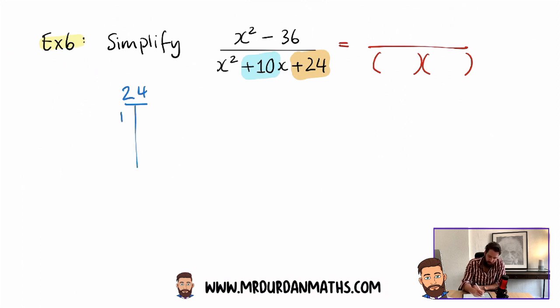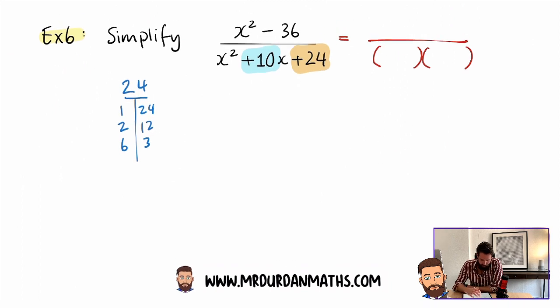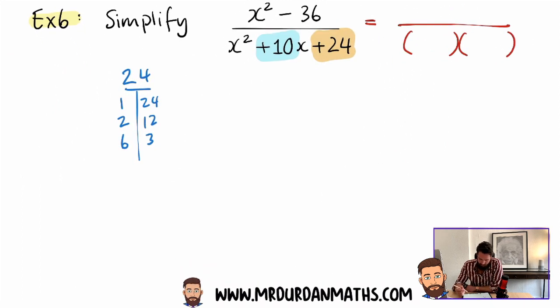We've got 1 and 24, 2 and 12. What else? 3 and what else makes 24? 8 and 3. What else do we have? 6 and 4. I can't do my times tables. 6 and 4 and 8 and 3.